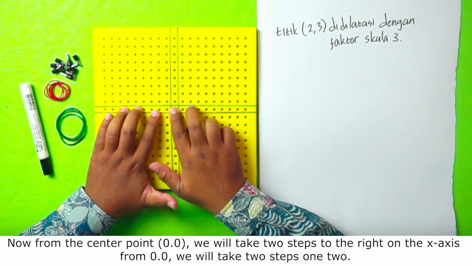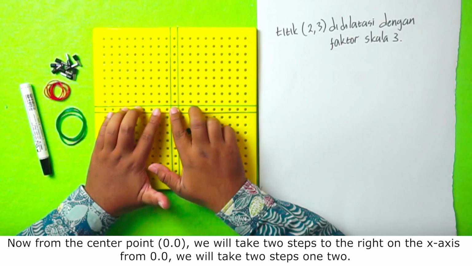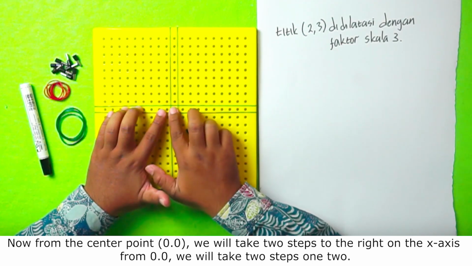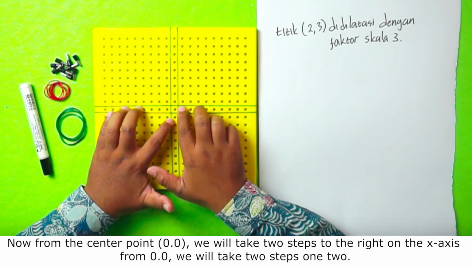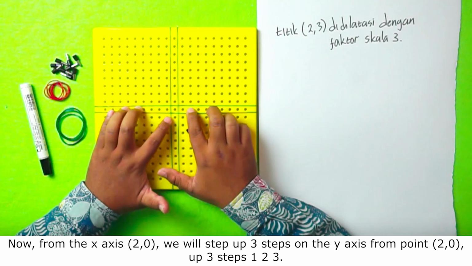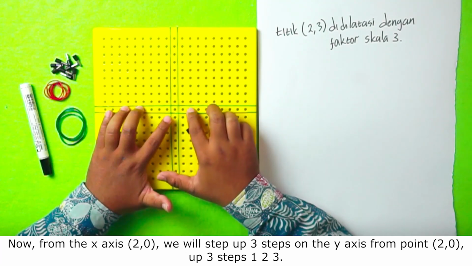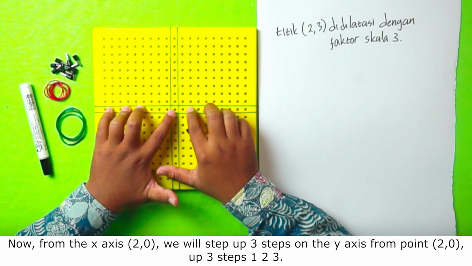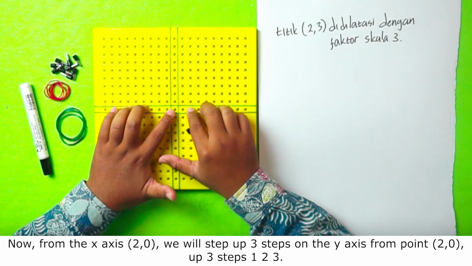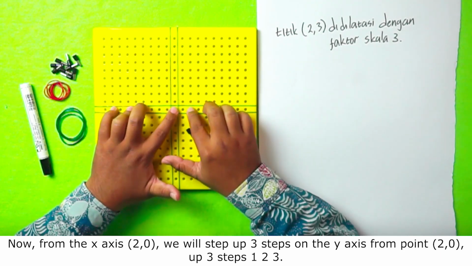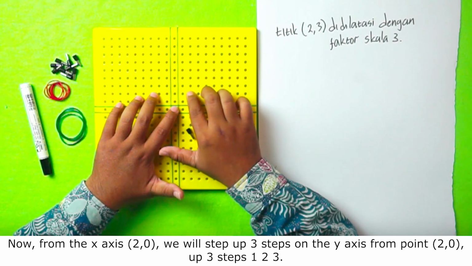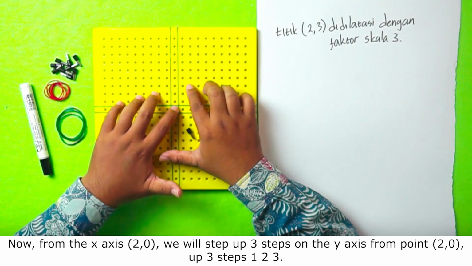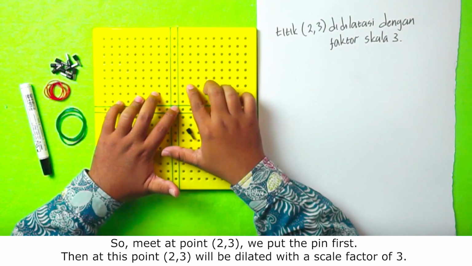Now from the center point 0, 0, we will take 2 steps to the right on the x-axis: 1, 2. Now from the x-axis at 2, 0, we will step up 3 steps on the y-axis: 1, 2, 3. So we meet at point 2, 3.